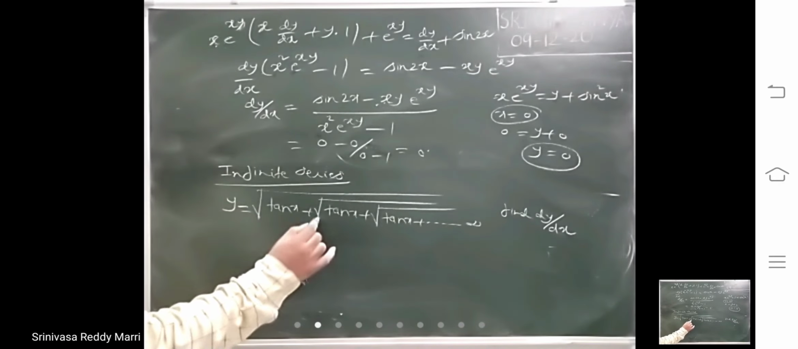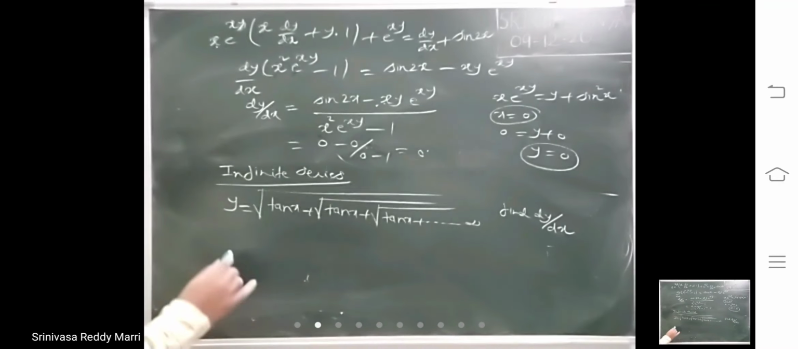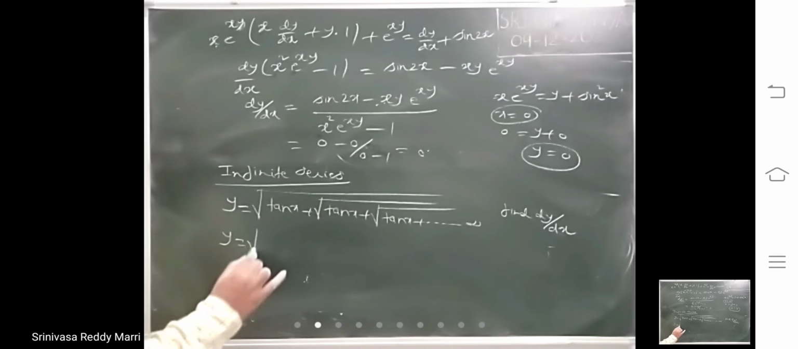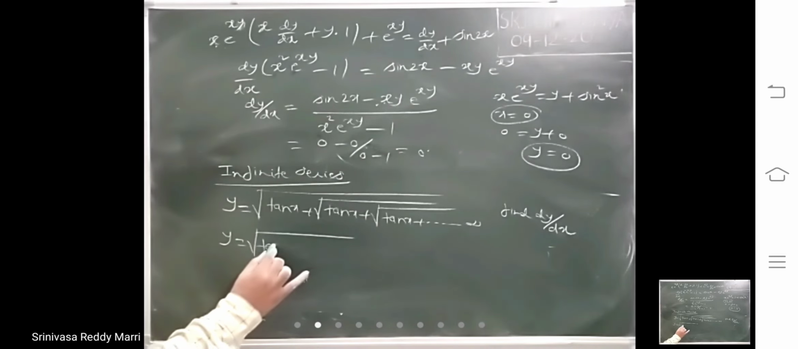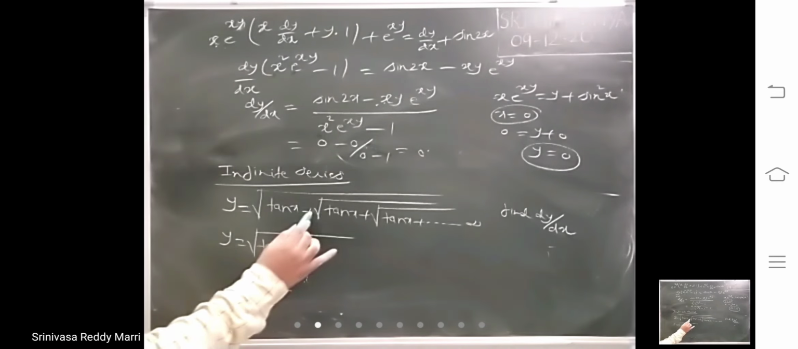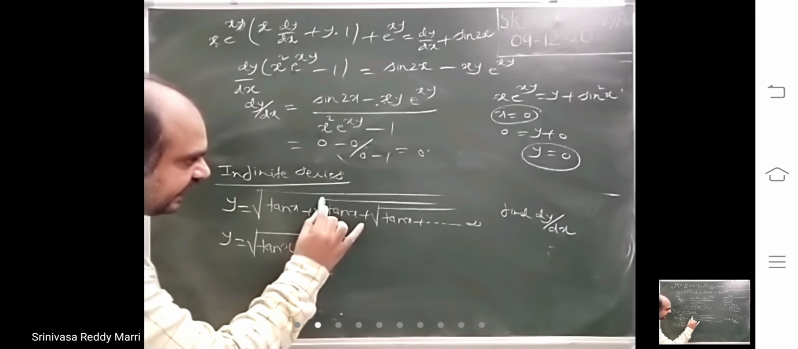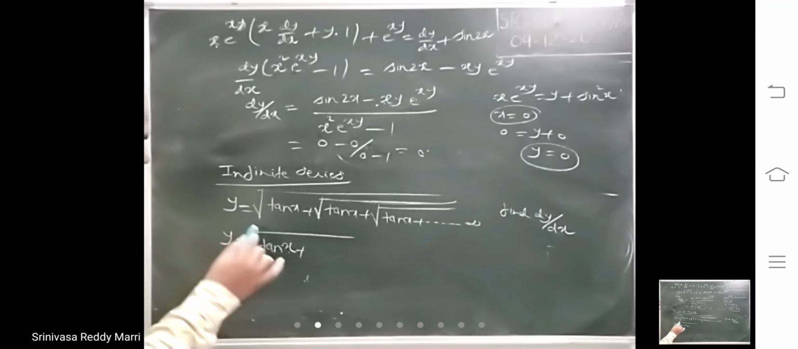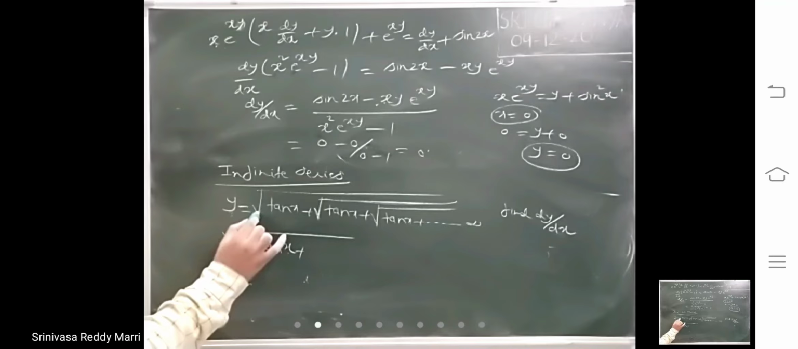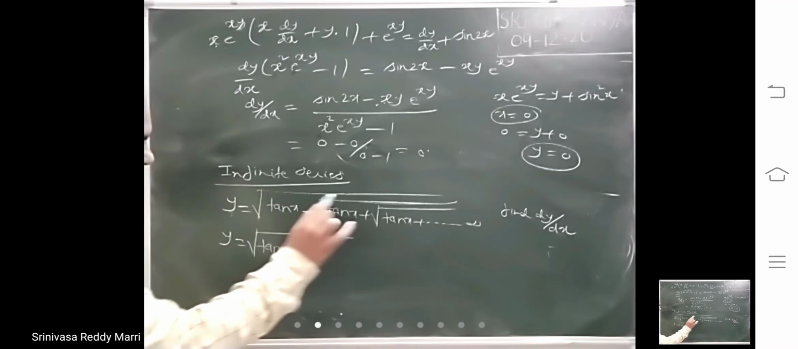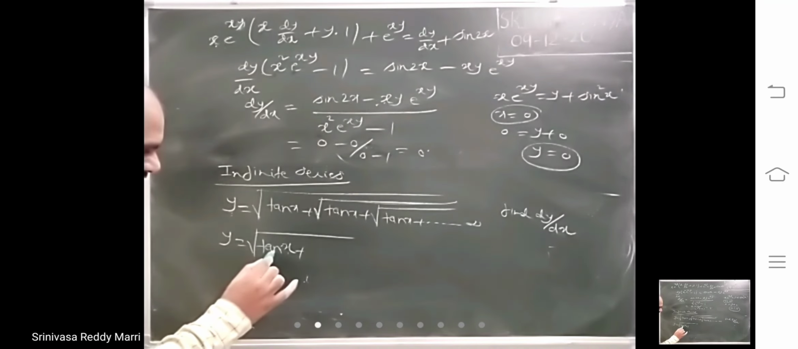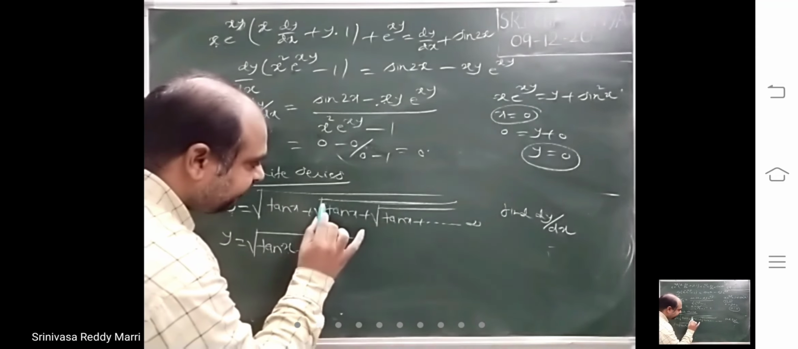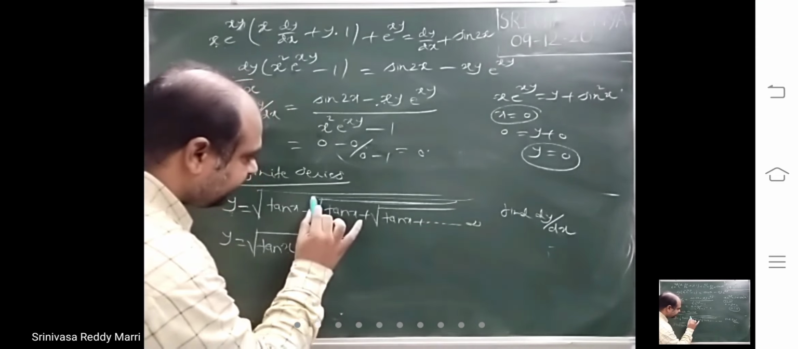y is root of tan x plus, again root like that. That means y is nothing but root of tan x plus, and from the second root, y repeats. Root of tan x plus and so on, that is y only. So y is root of tan x plus root of; this is tan x I have written, and from here onwards it is again y. This completely is again y.